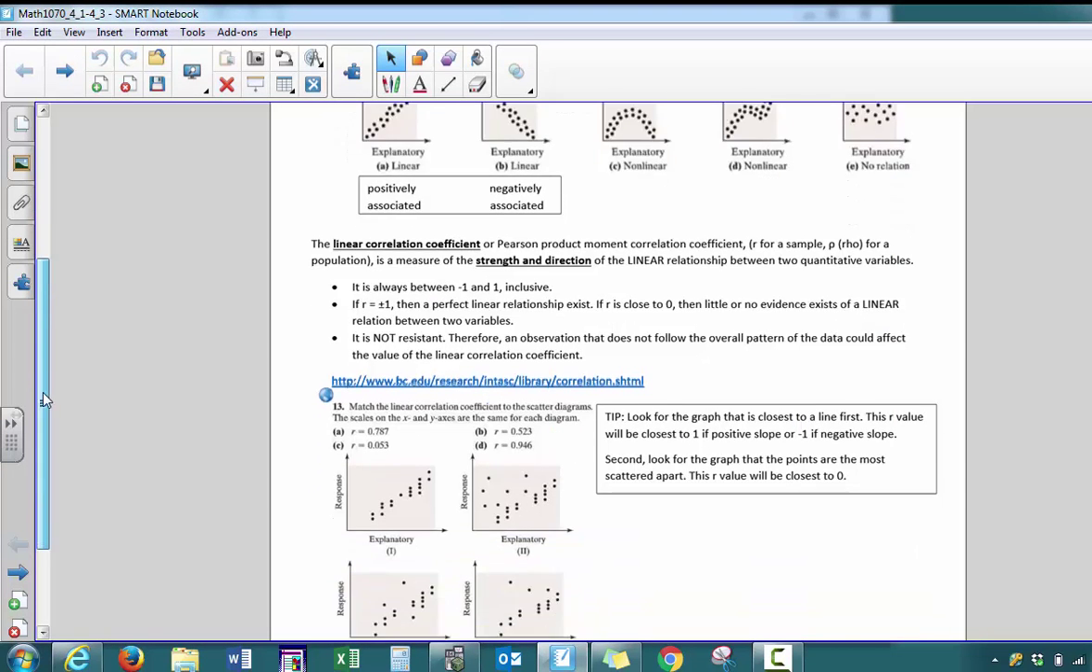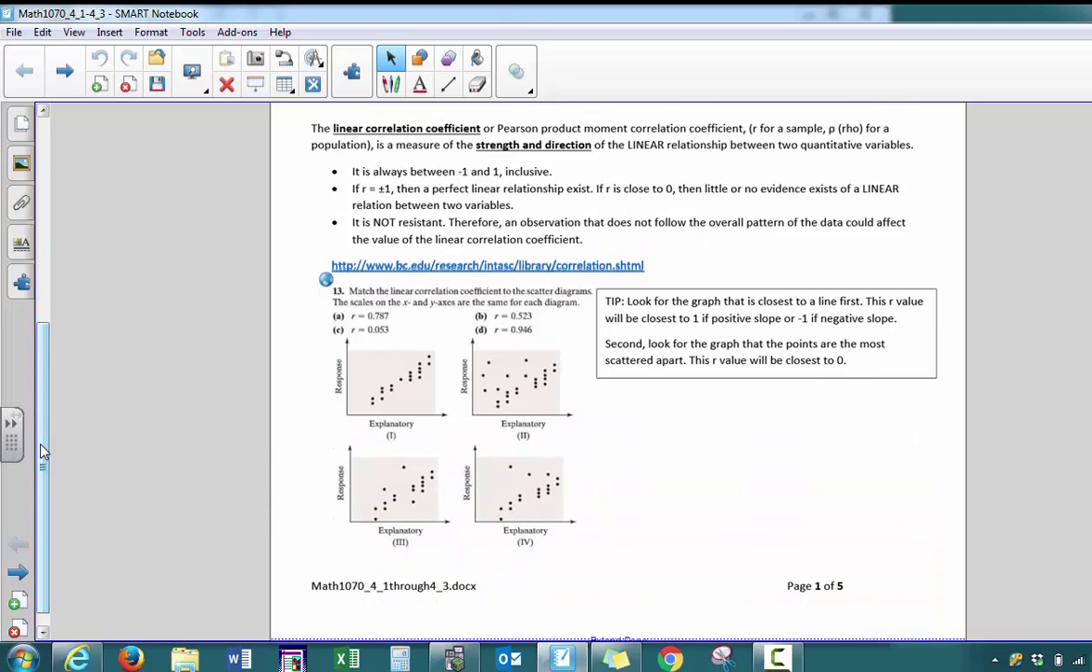In problem number 13, you have 4 different scatter plots, and your job is to identify which of these scatter plots matches the linear correlation coefficient. The tip I've given you here is to start with the graph that's most closely aligned to a line. What you should see is that all of these graphs are going up and to the right, so all your r values are going to be positive. The one that's closest to a line is going to be graph 1. That means it should have the highest r value, so that's going to match to D.